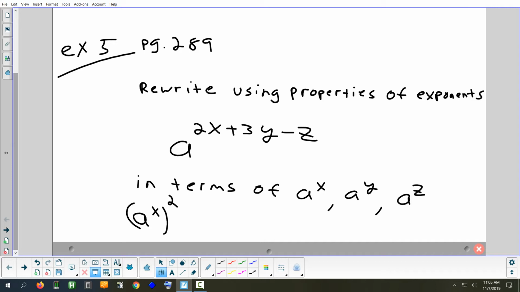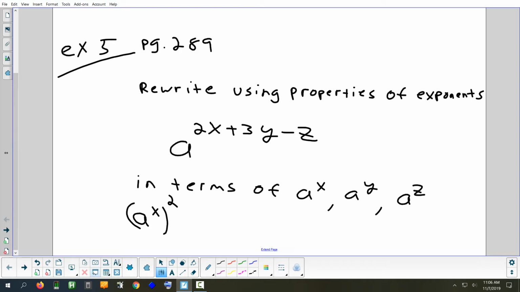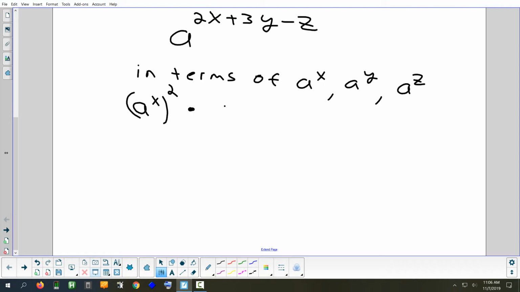Now, the next thing is you're going to add. When do you add exponents? Multiply exponents with same base. So we're going to write another base of a. We're going to make it multiplication. And what do you think this one would be? To the y. Yep. To the 3.